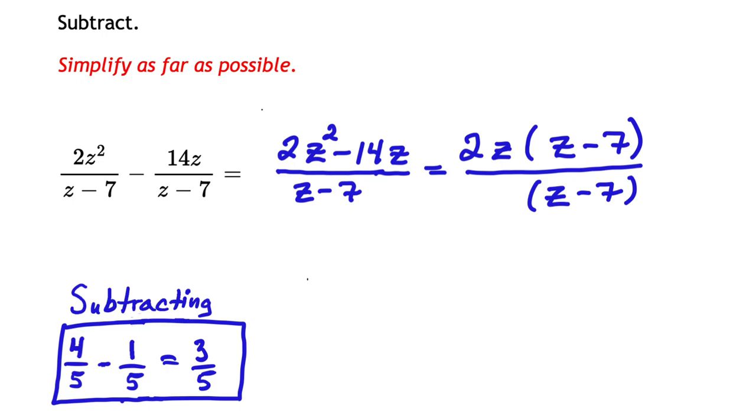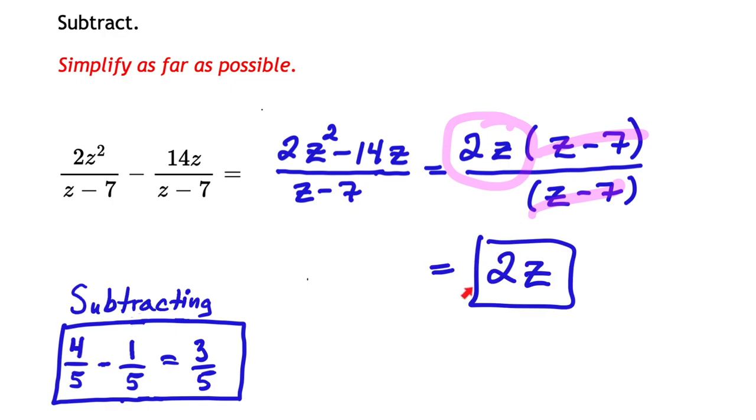But you're still not done because you've now factored the numerator and recognize now that you have a factor of z minus 7 on the top, and you also have a factor of z minus 7 on the bottom. Those are going to cross out, and as you cross those two out, you're left with just this 2z. So the final answer, when you're all said and done, is just 2z. Hopefully this video helps.